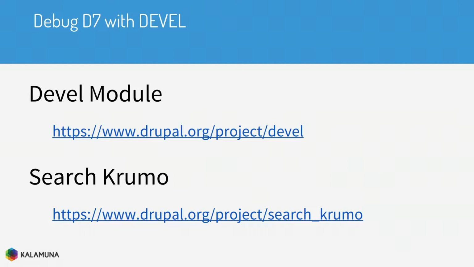When I do UI-based type of debugging, Devel is a go-to for just about every human. And in D7, there was also a cool module called Search Krumo. And if you ever used it, it's legit, and I'll show it to you a little bit later on. But these two, Devel and Search Krumo, I mean, I primarily use Xdebug when I'm debugging stuff, but if I want to do something really quick, this is what I use.